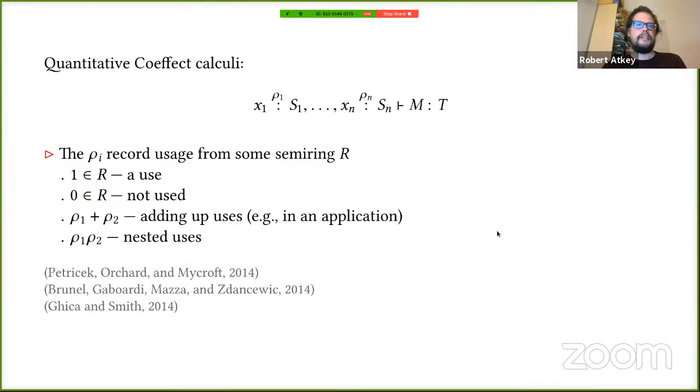And this has many precedents. These are some of the older ones. And of course, the Granule system that Harley works on is an actual implementation of this kind of system. By picking different semi-rings, you can get a wide variety of different applications. We can pick natural numbers to control usage, or sets of principals to get information flow usage, and many other examples.